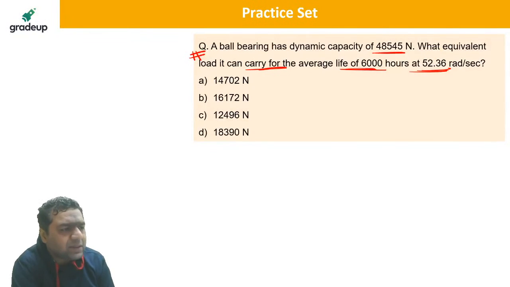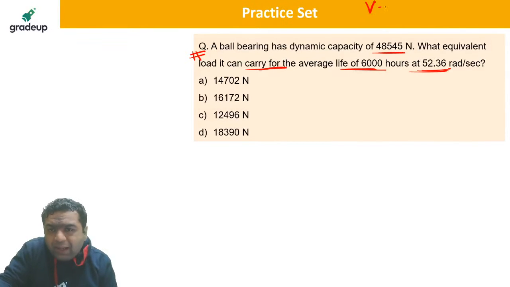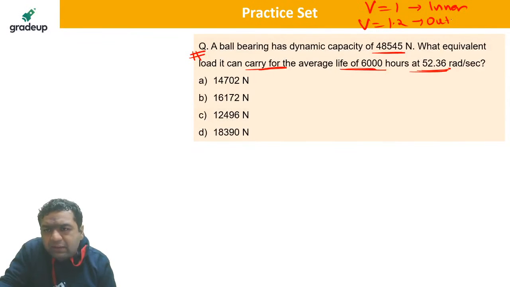V means race rotation factor. V is taken to be 1 for inner race rotates. V is taken to be 1.2 if outer race rotates.